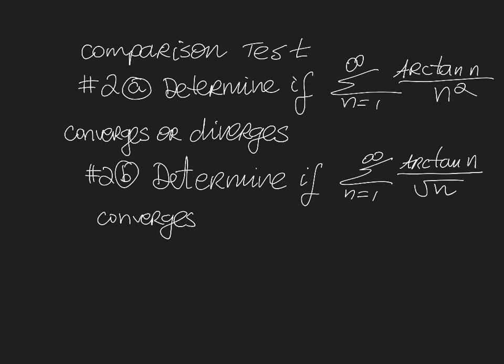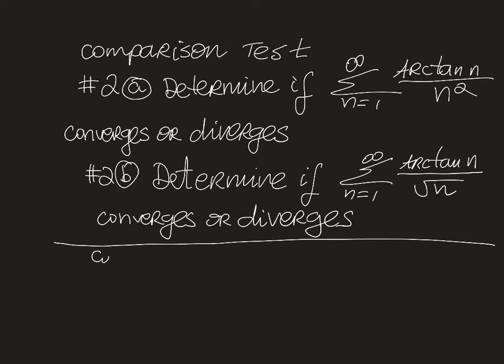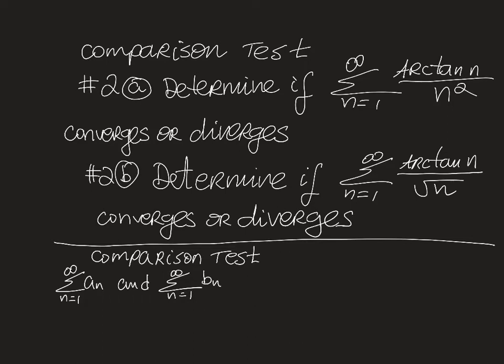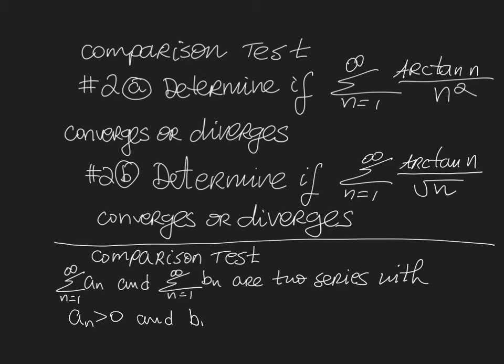So before we solve these two problems, let's recall the comparison test. It comes in two parts. Also called the direct comparison test or nth term comparison test. Suppose series summation n equals 1 to infinity a sub n and n equals 1 to infinity b sub n are two series with all positive terms. So it's important to realize that the terms are positive. A sub n is positive for all n, and b sub n is positive for all n.